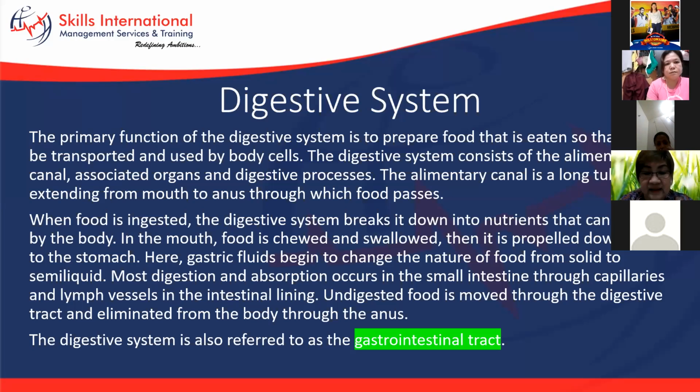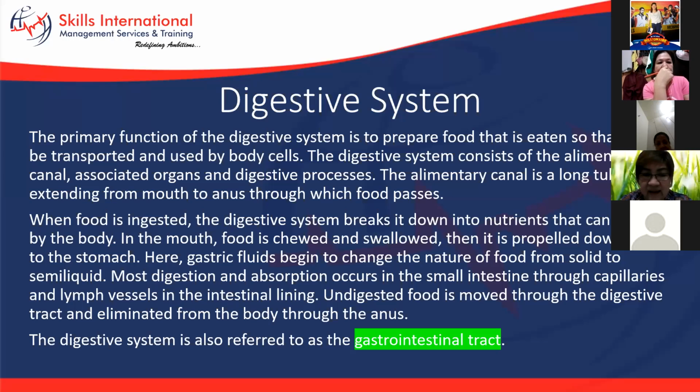So this is the digestive system, and it is composed of the mouth, the stomach, the intestine, and the anus. When the food is ingested, the digestive system breaks it down into nutrients that can be used by the body. So when we take in food, it is digested and broken down into nutrients that can be used by the body. In the mouth, the food is chewed.